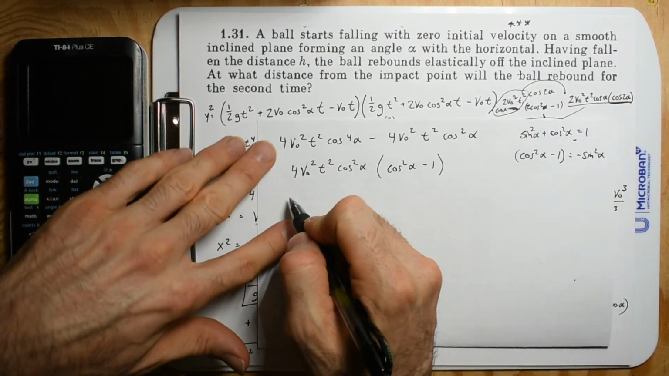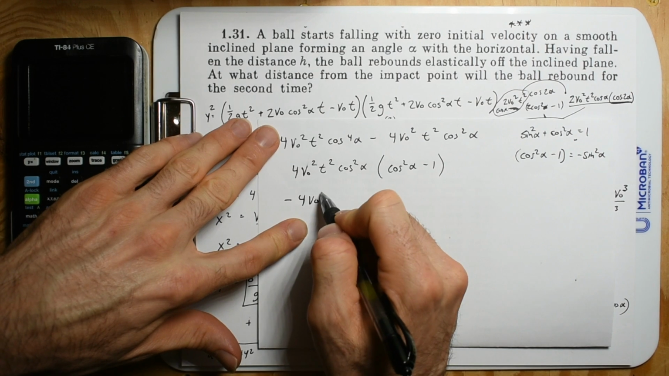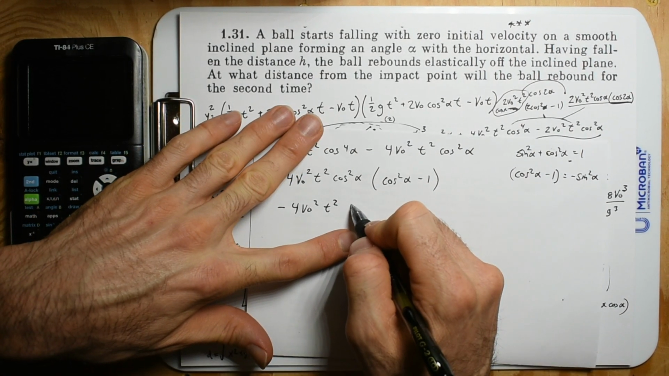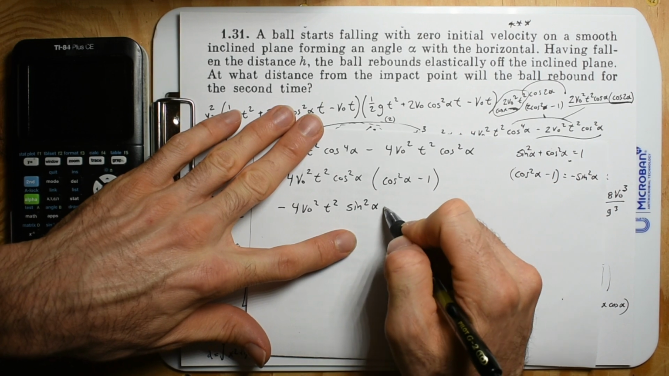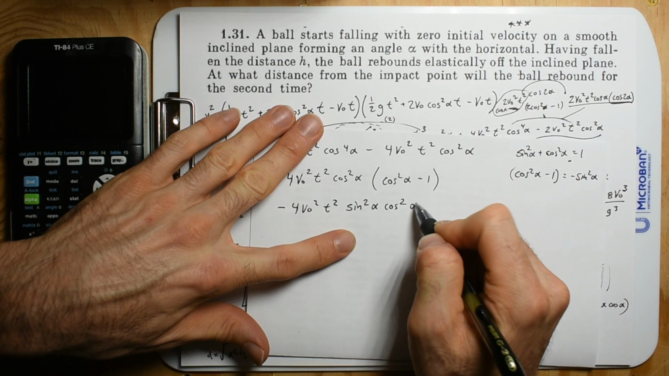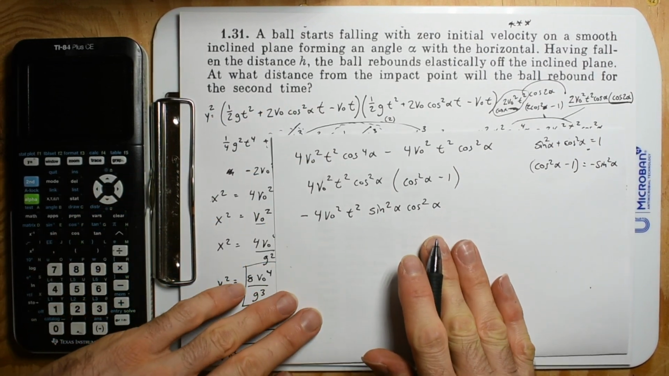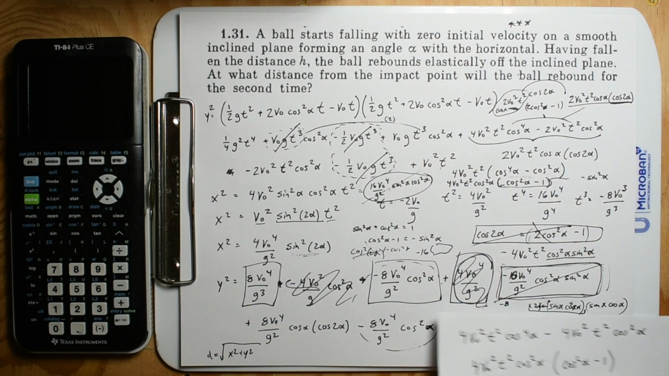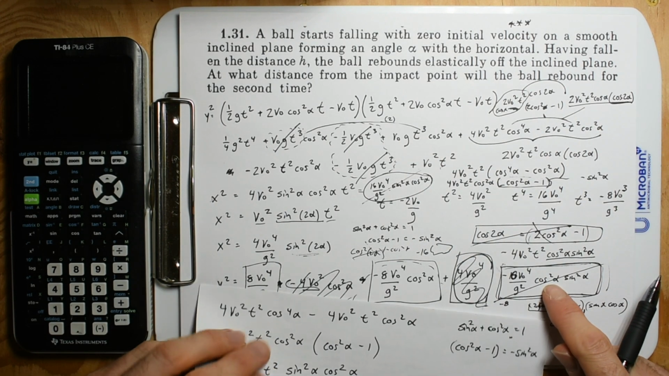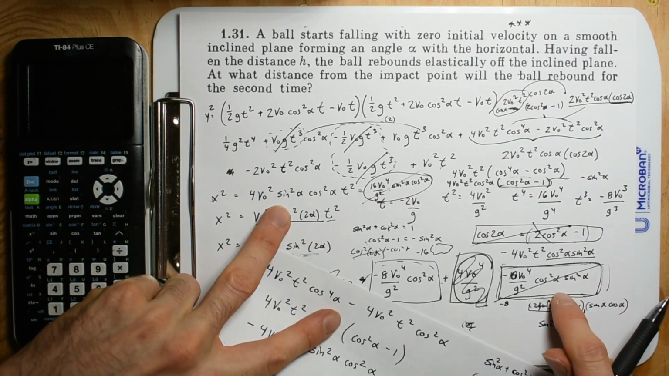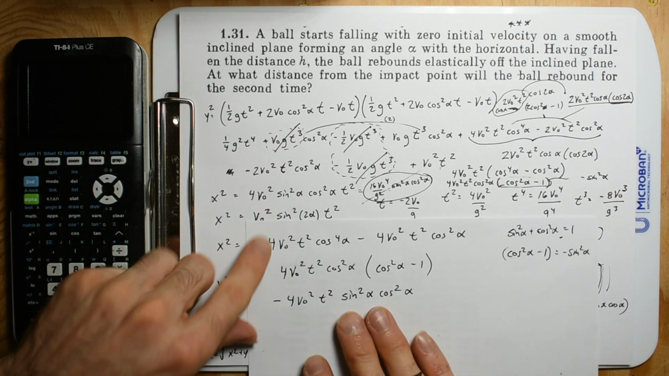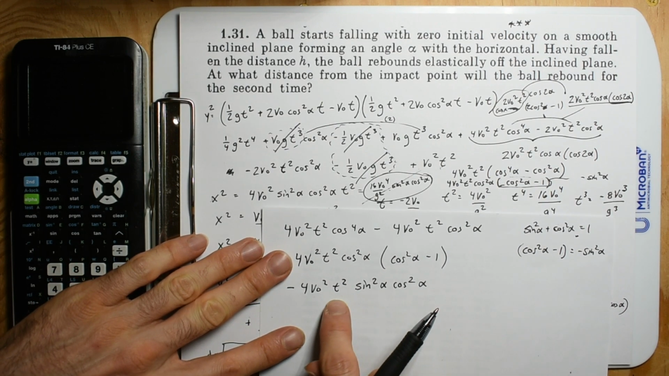So now this just becomes negative 4 v naught squared t squared, and I'll do the sine first, sine squared alpha cosine squared alpha. That's what this becomes. And we were so excited because that's what we subtract. This is a negative one, and then this is the positive one. So even right here, we don't even have to go through the strokes.